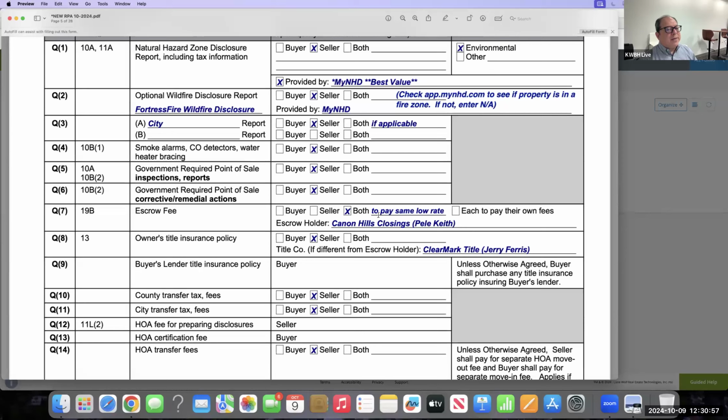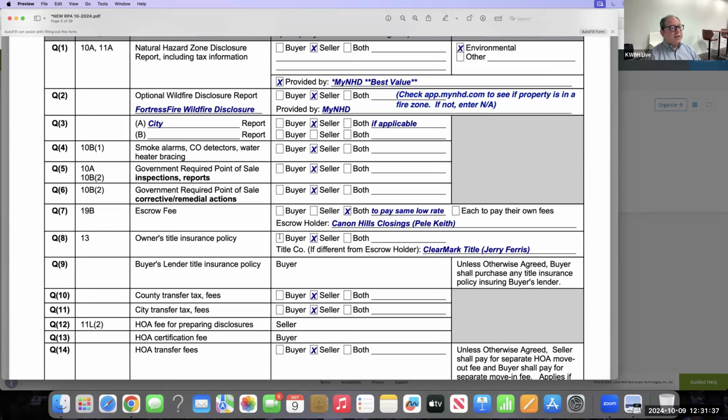So the way that I fill this out is I want both to pay the same low rate because I don't want an advantageous situation only for the seller where the seller is paying $1 and my client's paying 5,000. That's not fair. So I say both to pay the same low rate. I have to tell you, this does get countered often. It does get countered when they'll say each to pay their own fees. And when someone says each to pay their own fees, it means the seller is probably paying less than the buyer. Probably. So did you have a question, Richard? So that's how I fill it out. You can fill it out, right? This is just my recommendation.